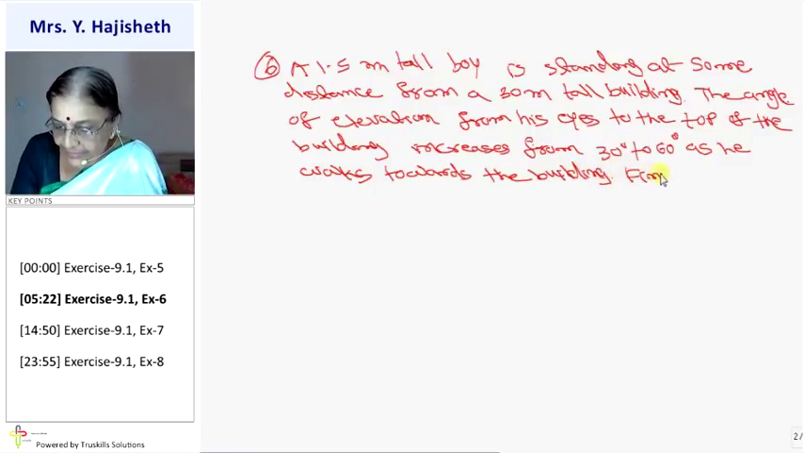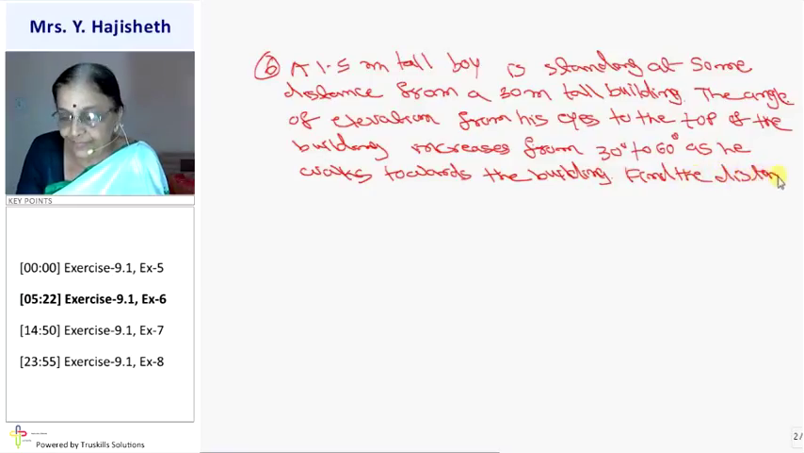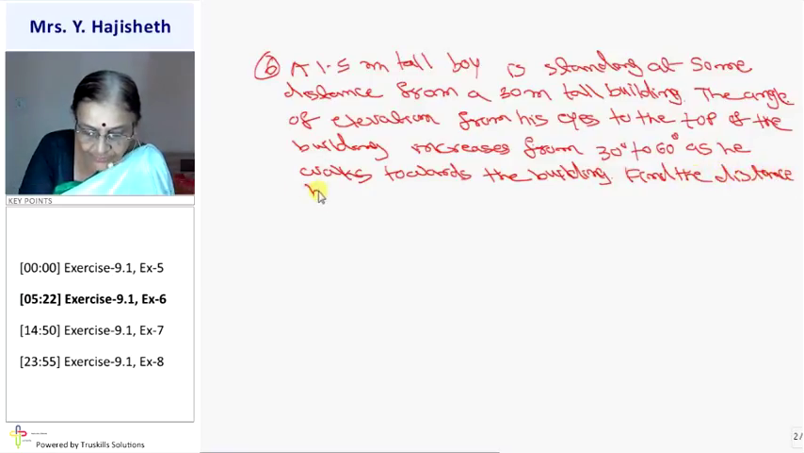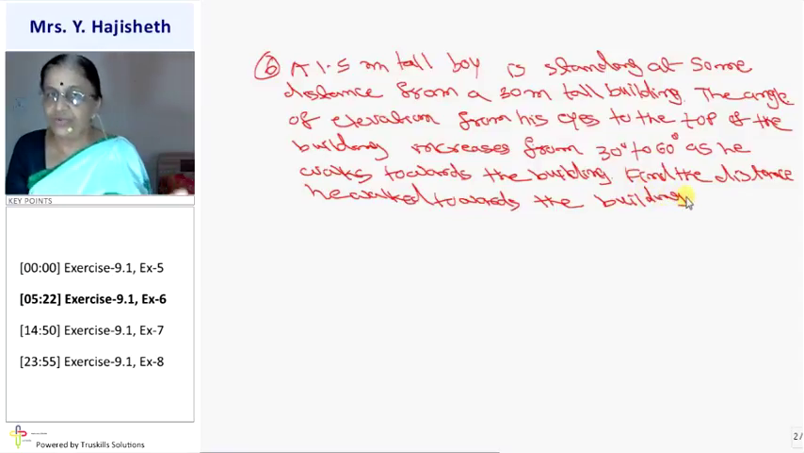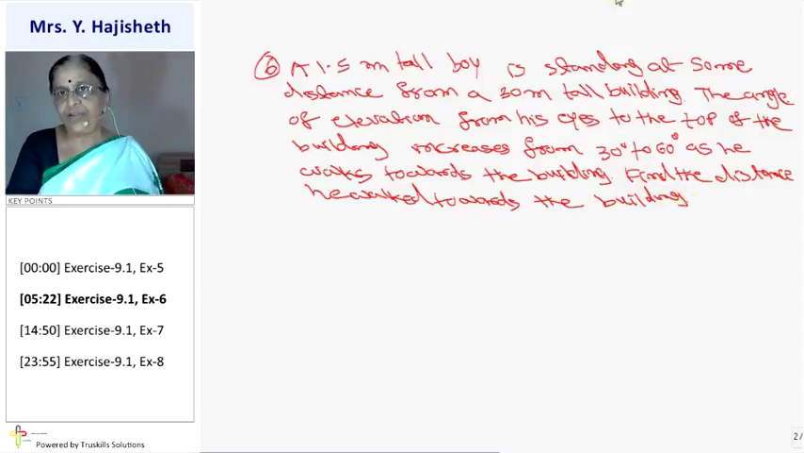Find the distance he walked towards the building. Do you understand the question? What is the question? Now I will draw the figure.